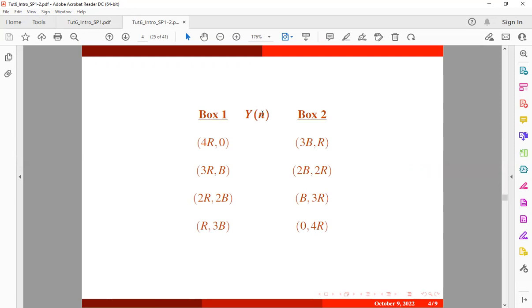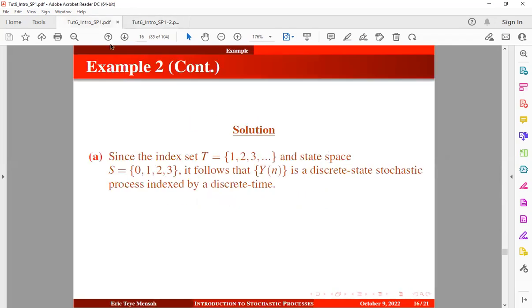So our stochastic process is the number of black balls in box 1 after the nth draw. For any draw, we can have 0 black balls, 1 black ball, 2 black balls, or 3 black balls. That's why our state space is 0, 1, 2, 3, which is discrete. So the process is a discrete state stochastic process indexed by a discrete time. The time index is discrete.